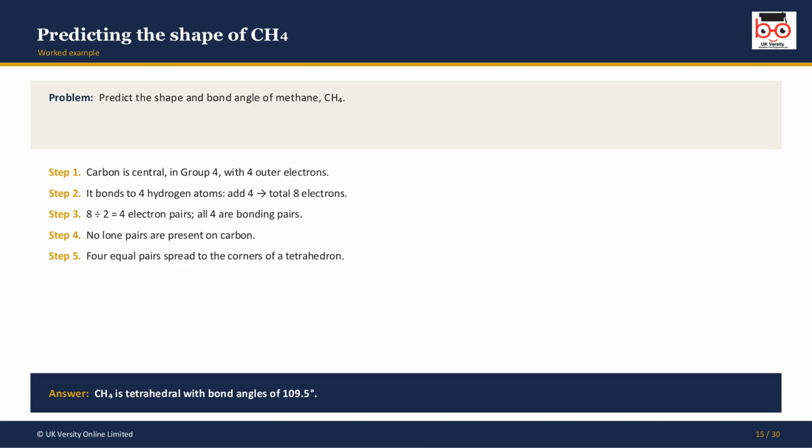Let's predict methane's shape. Carbon is central, in group 4, with 4 outer electrons.